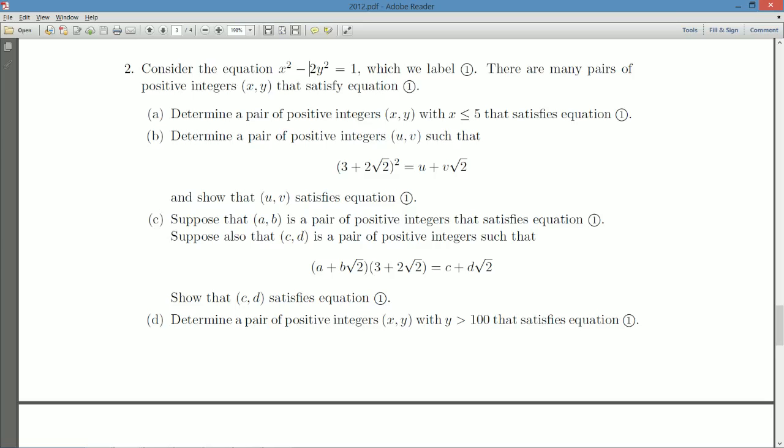So it's a good question, a good contest question, and something that if you go on in math, you might encounter again with Pell's equations.